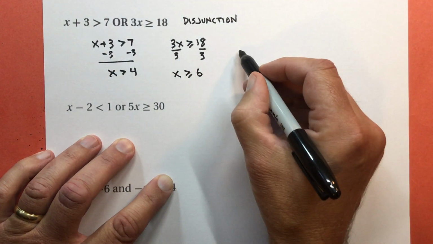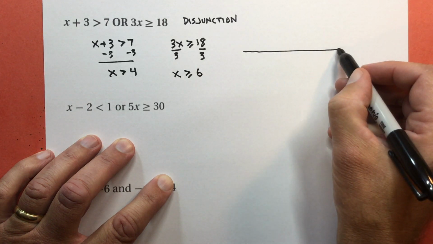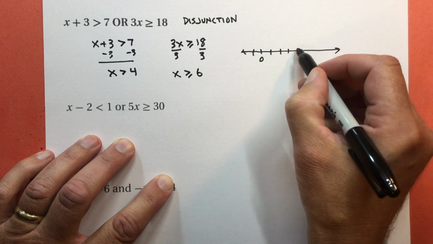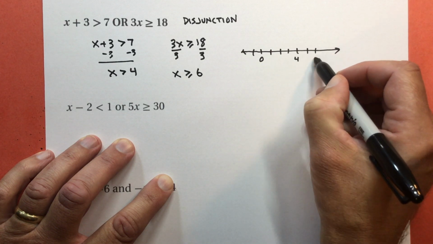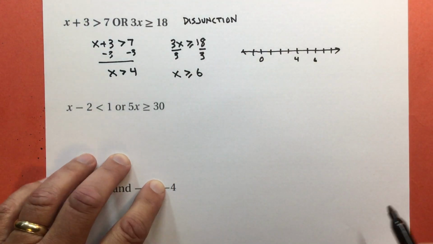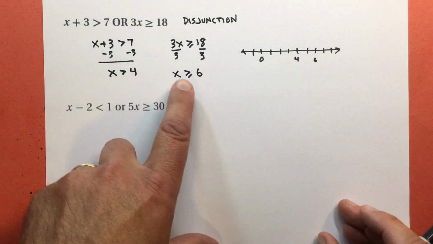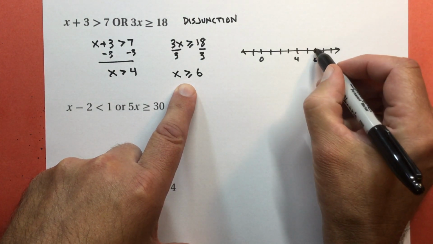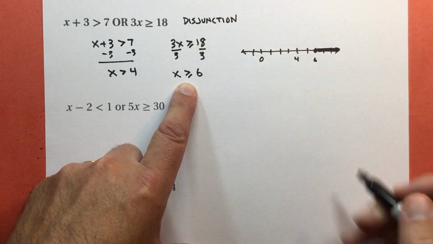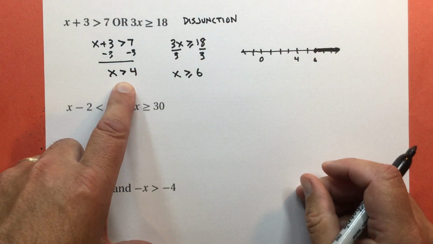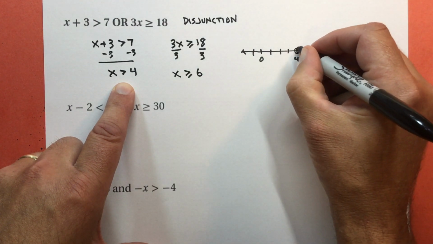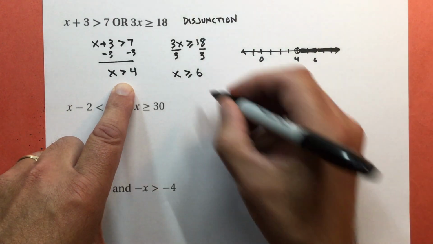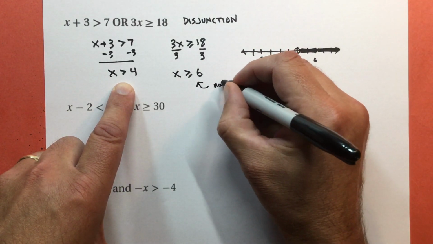So now let's draw that graph. We'll say 0's right there. 1, 2, 3, 4, 5, 6, 7, 8. All right, now, if I do x is greater than or equal to 6, I'm going to fill in the 6 right here, and I'm going to go to the right. If I do x is greater than 4, I'm going to start at 4, and I'm going to go to the right.